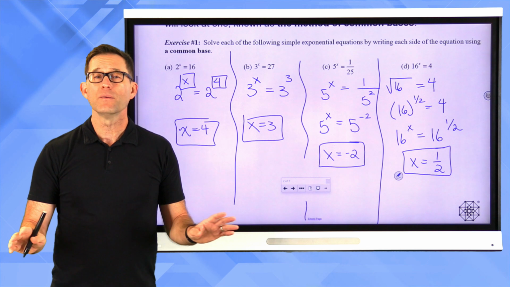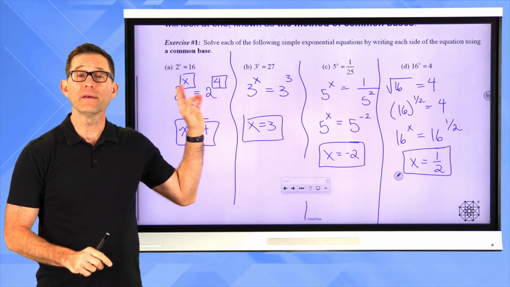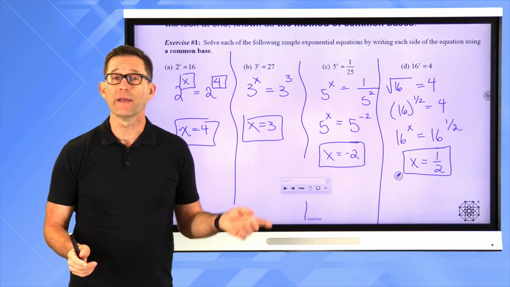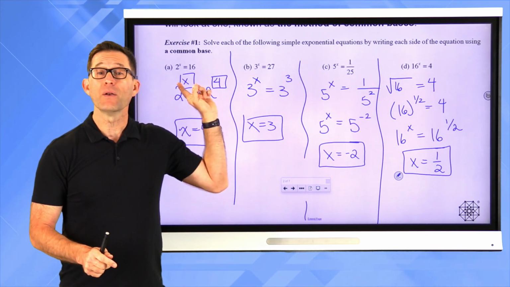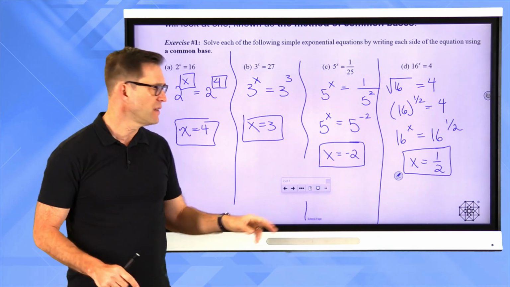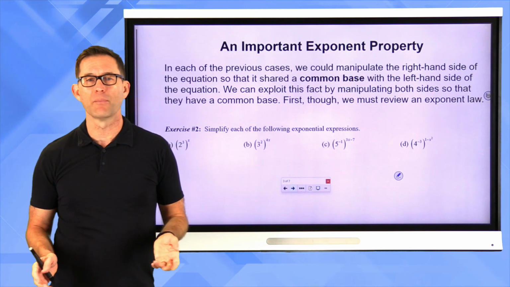Okay, now this is just this idea. If we can take the two sides of an exponential equation and write each side with the same base, then we can set the exponents equal to each other. Let's take a look at things that are a little bit more complicated.